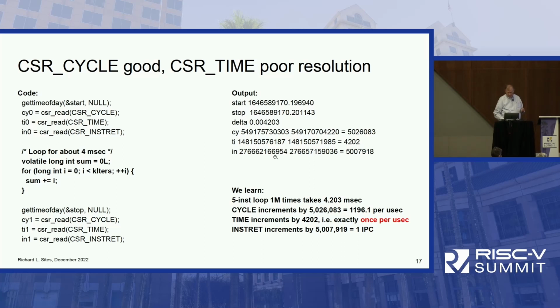And the instruction counter counted 50 million instructions. I'm sorry, 5 million instructions. The cycle counter is 5 million. So we're seeing that the instructions are executing at 1 per cycle. The cycle counter is incrementing 1,196 times per microsecond, which is the 1.2 gigahertz rated speed of that chip. So this is all looking good. Things are consistent, and we're getting 1 instruction per cycle.